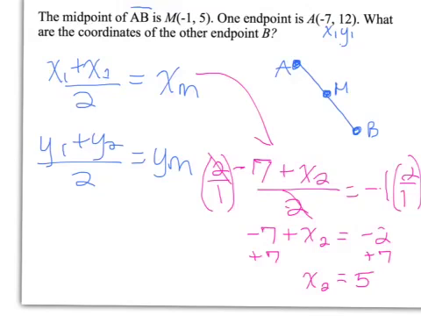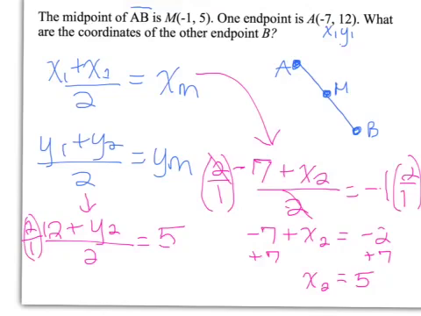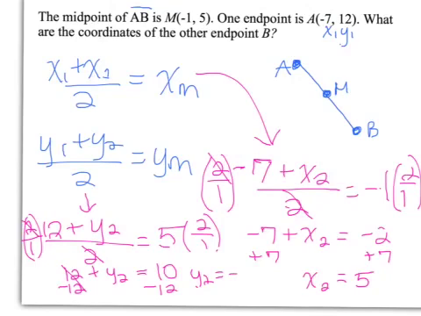So that's here. Now let's find the y-coordinate. So y1 is 12, plus, we don't know y2, but when it's divided by 2, it gives us the midpoint coordinate for y, which is 5. Again, multiply both sides by 2 over 1. It cancels here. 12 plus y2 equals 10. Subtract 12 from both sides, and you get that y2 equals negative 2, which means the coordinates for B are positive 5, negative 2, as we see here and here.